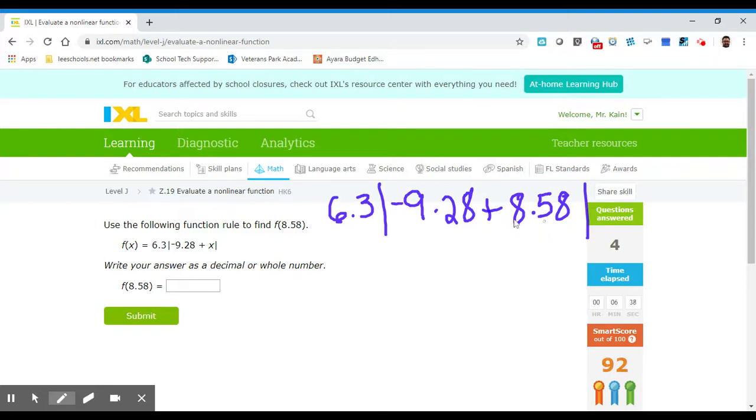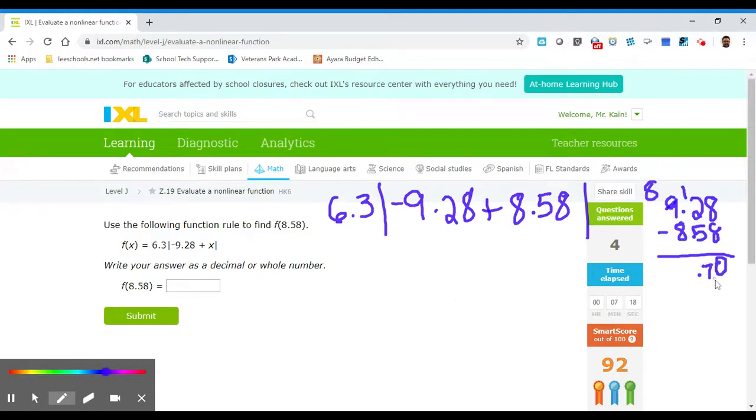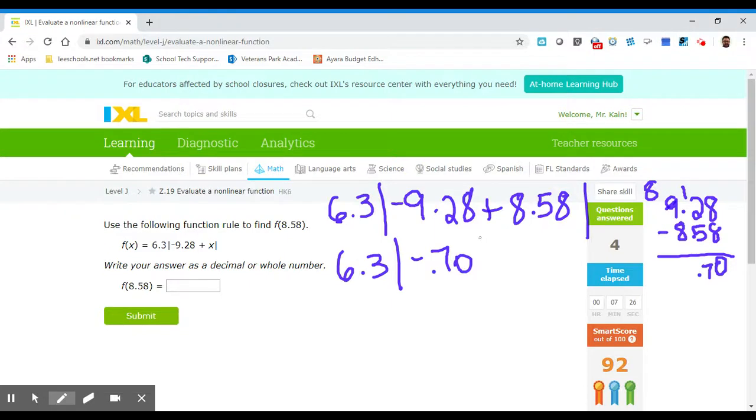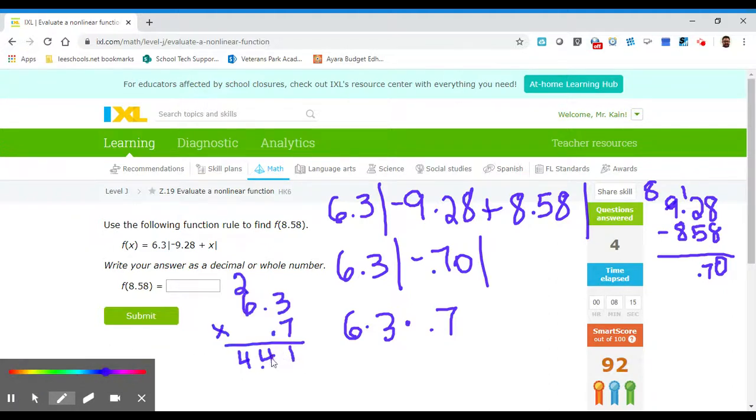So we have to subtract them because they're different signs. So we're going to subtract. And you get negative 0.70, absolute value of negative 0.70. But remember, absolute value, it's basically asking what's the distance this is from 0. And distance is always positive. So it's going to be 6.3 times 0.7. And the answer is 4.41. Put that in there, and we'll see that we got it.